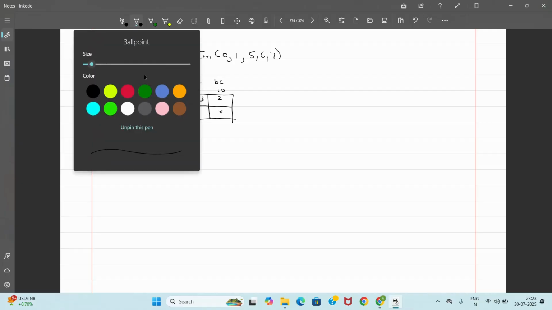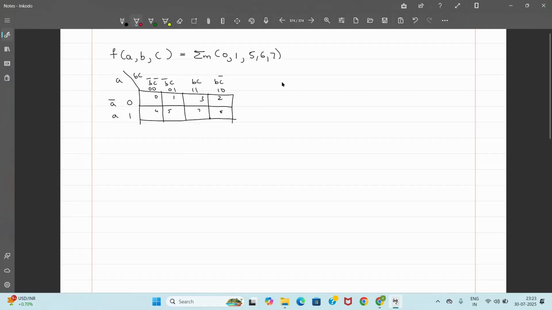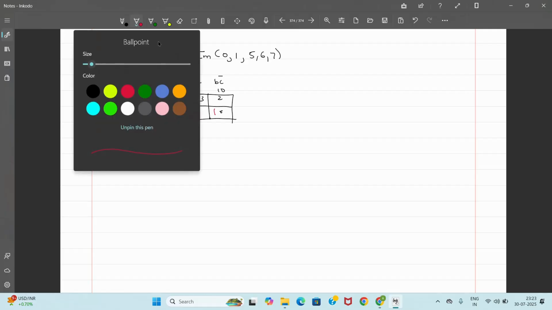So now the next step, once you have drawn the K-map, is to place 1 in the cells whose numbers are mentioned in the question. So here you have 0, 1, then you have 5, 6, and 7. So the next step is to group them.